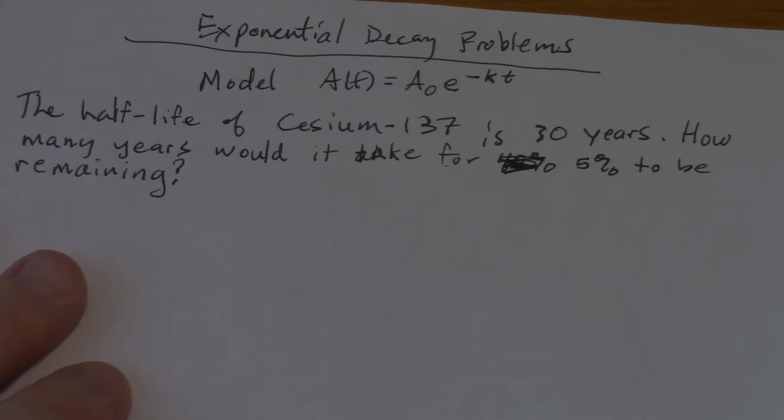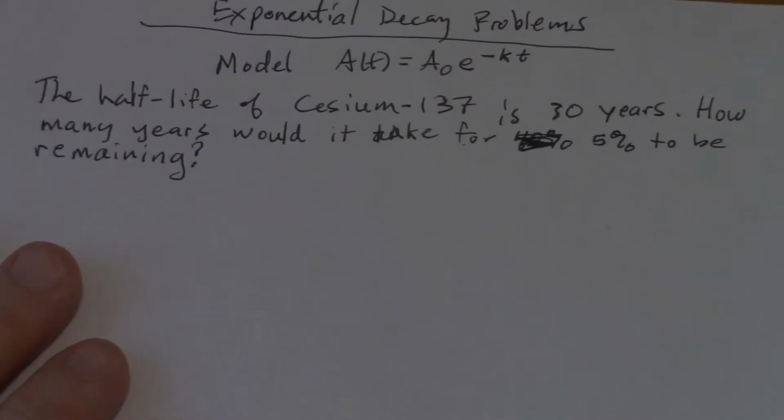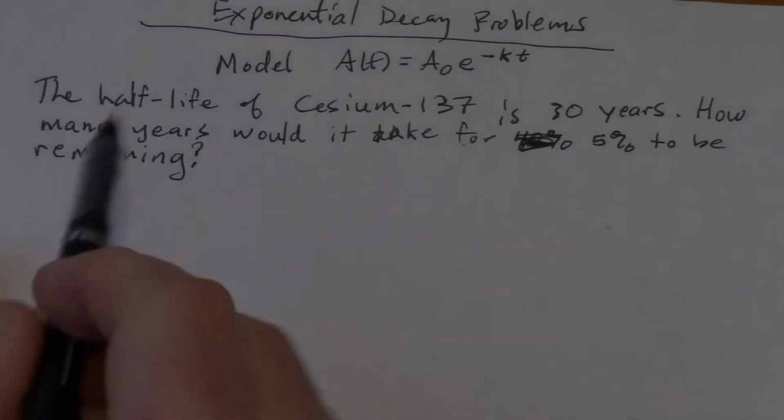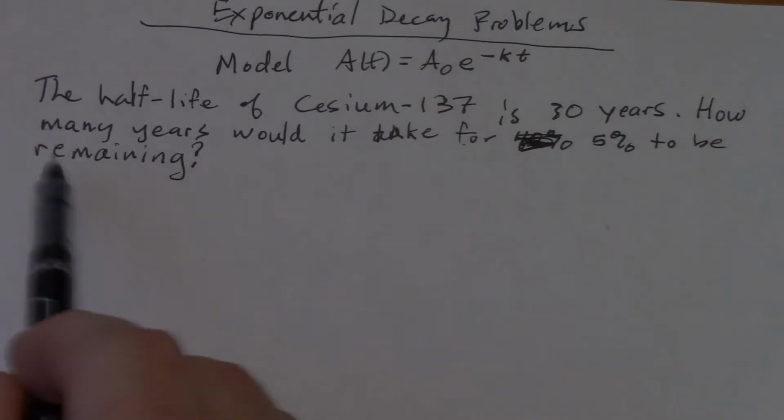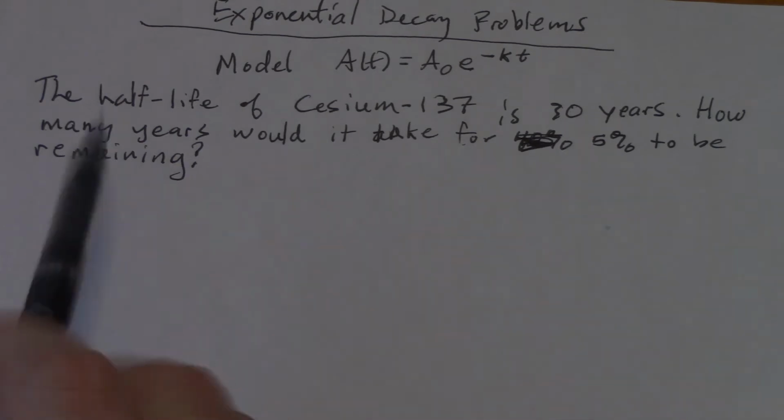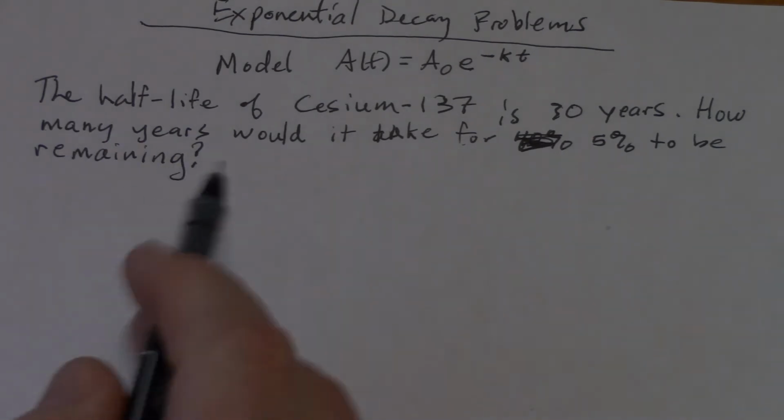You could certainly have a population model like this if you had, let's say, the zombie apocalypse. You could also do depreciation of a house or a car with this model, and it would work out just the same. All right, so they say that the half-life of cesium-137 is 30 years. I actually looked that up. And we want to know how many years it would take for only 5% of a sample to be remaining.